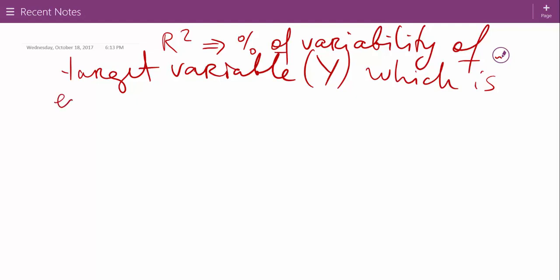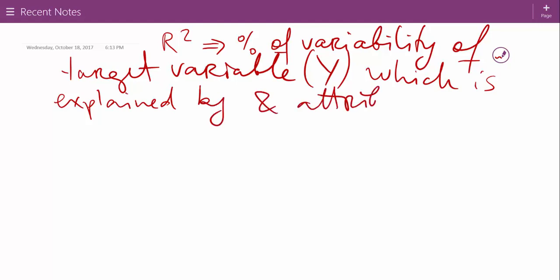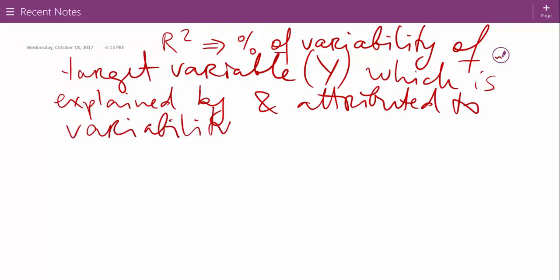Which is explained by and attributed to variability of your independent variables x, okay? That's the general interpretation for all regressions, all situations, okay? So it tells you how much of your target variable is explained by the predictors that you picked, simply put.